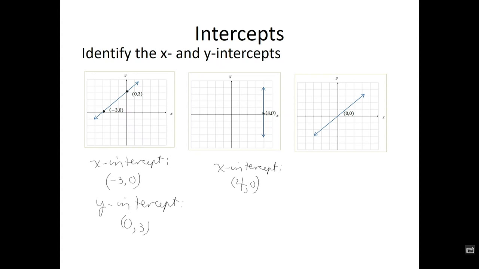In the last example, the graph goes through the point 0, 0, the origin. So that means that the x-intercept is 0, and the y-intercept is also 0. All right?